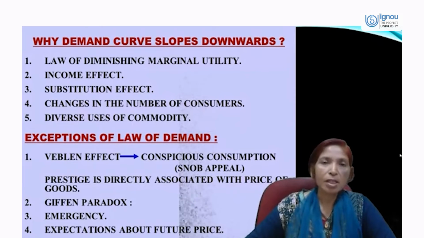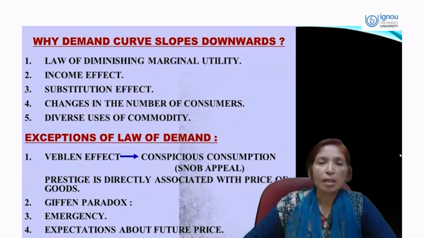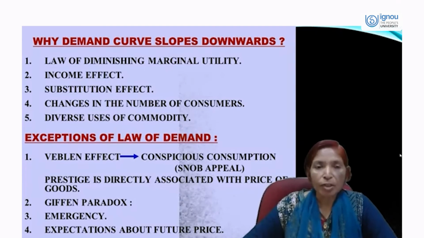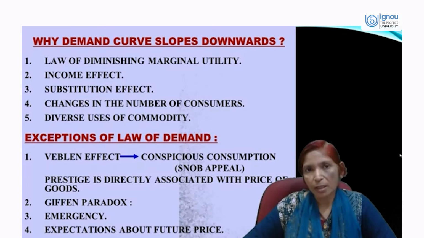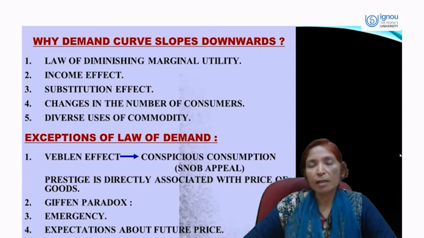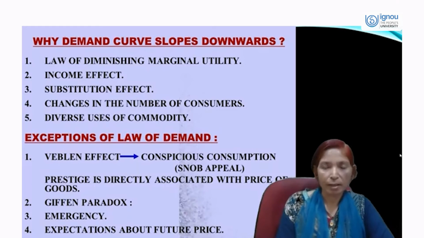So there is an inverse relationship between units of the commodity and the satisfaction which we derive from the consumption of that commodity. So more units, less satisfaction; less units, more satisfaction. And price and demand are also inversely related with each other. Due to a rise in price, demand falls, and due to a fall in price, demand rises. If there is an inverse relationship between utility and units and between price and demand, then the demand curve will definitely be a downward sloping curve. Next is income effect.